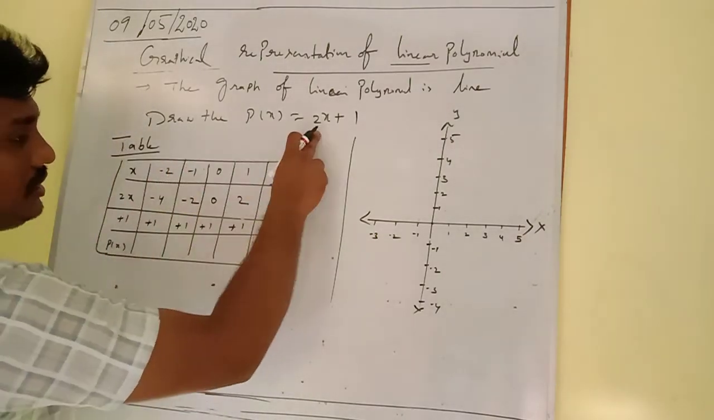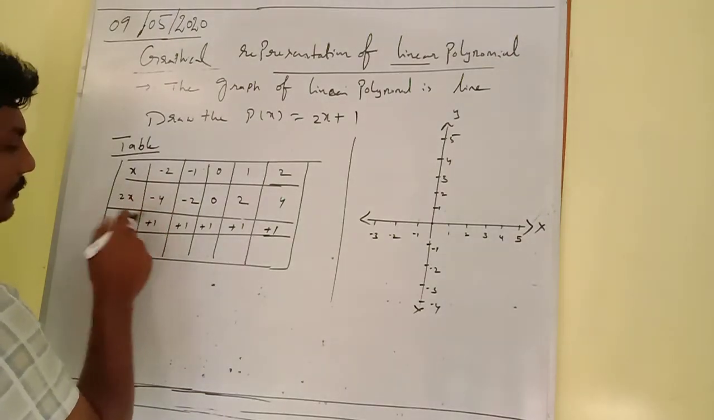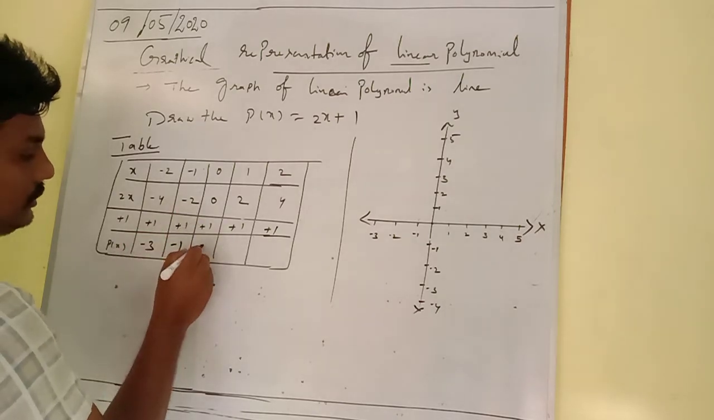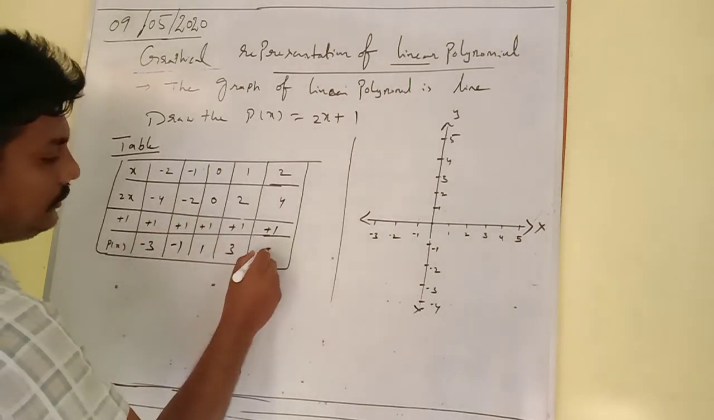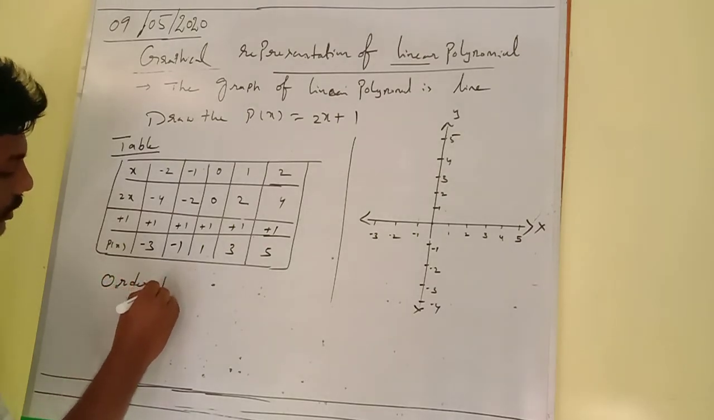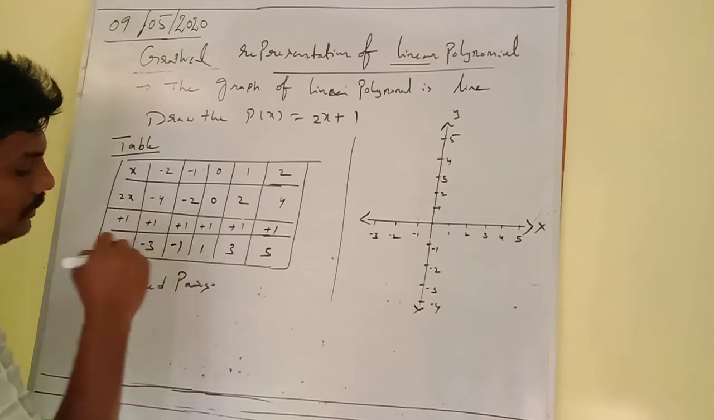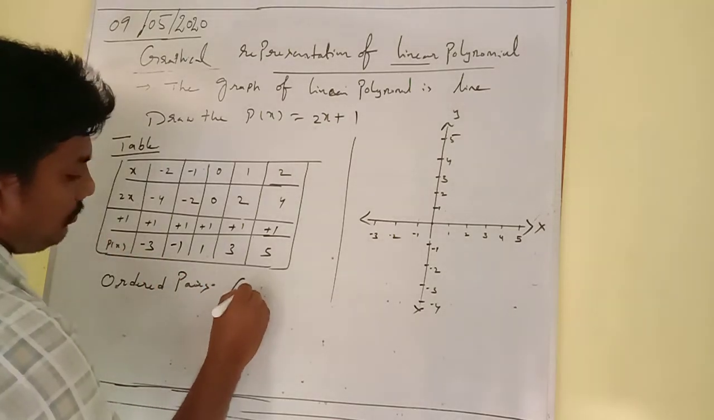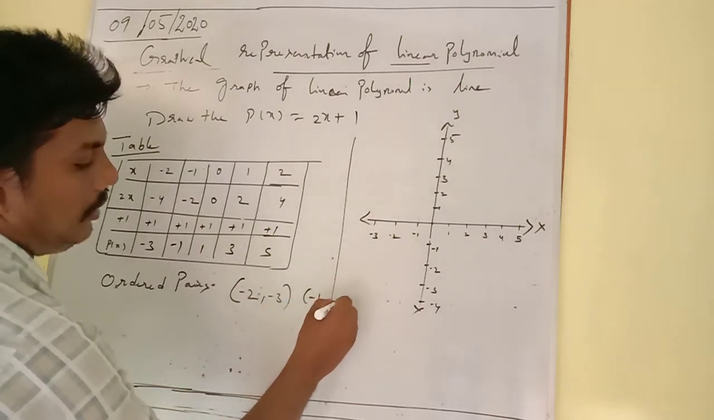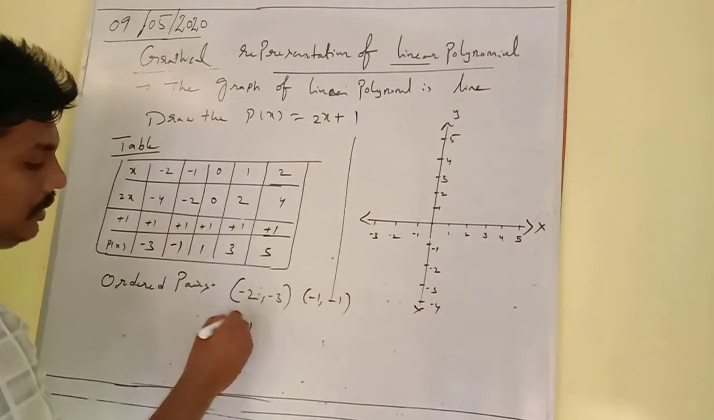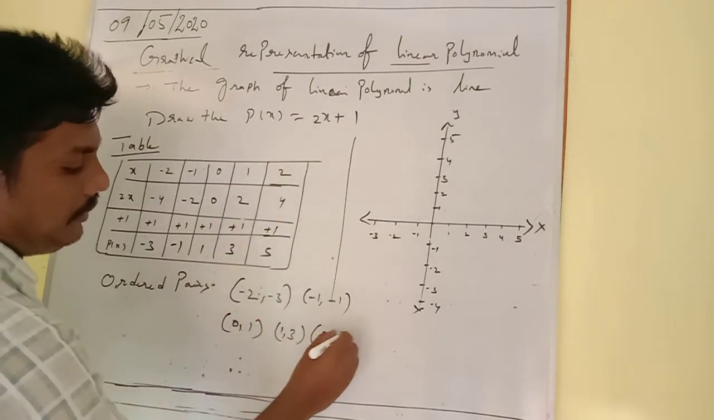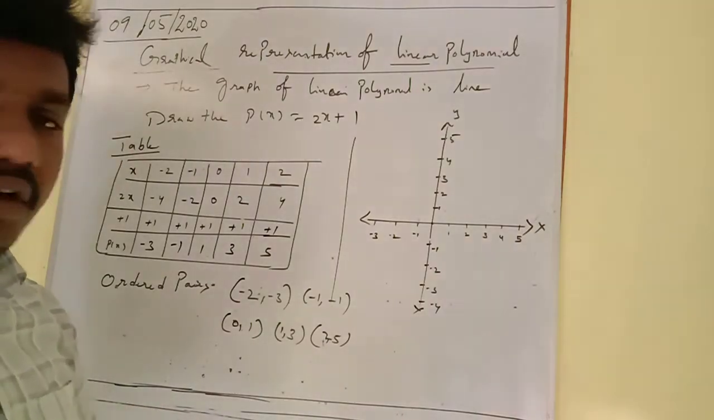Then p of x is nothing but 2x plus 1: minus 4 plus 1 is minus 3, minus 2 plus 1 is minus 1, then 1, 3 and 5. Now, what are the ordered pairs? Minus 2 comma minus 3, minus 1 comma minus 1, 0 comma 1, 1 comma 3, and 2 comma 5. These are the points we have to plot on the graph sheet.